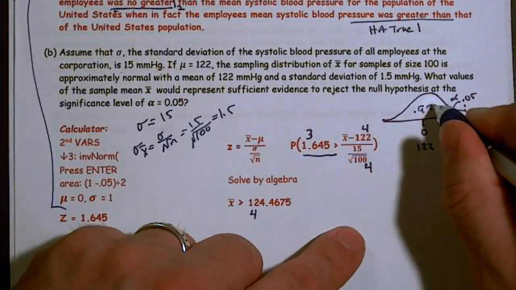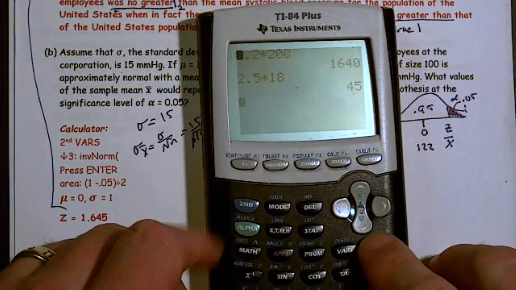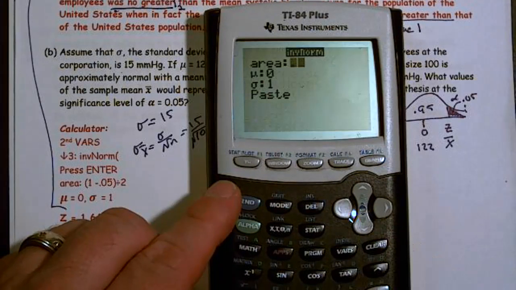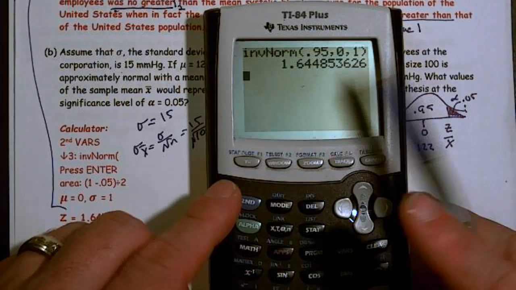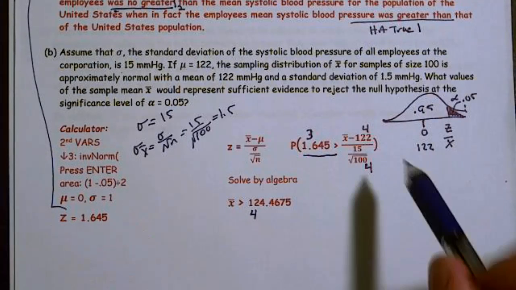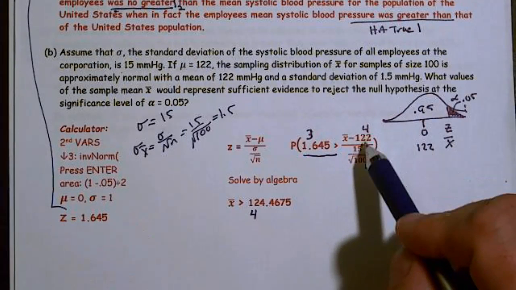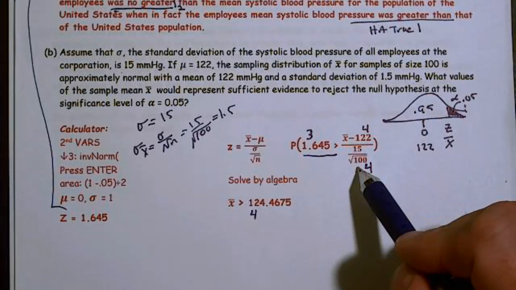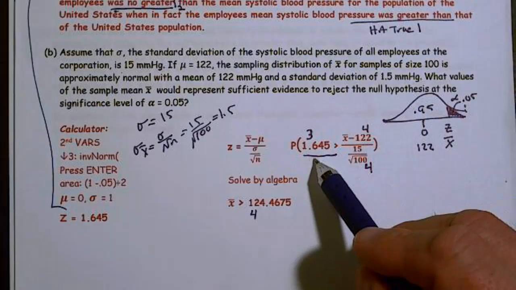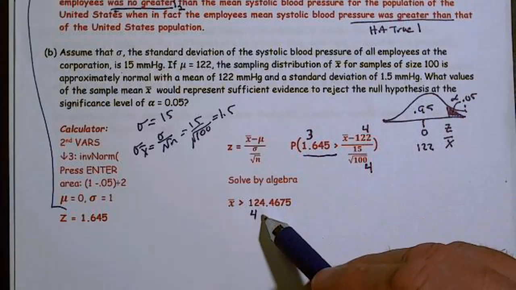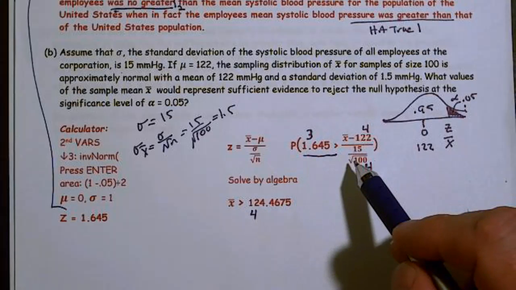On our calculator, we're going to do second vars inverse norm of 0.95, mean is 0, standard deviation of 1. And we end up getting 1.645 for our z-score. All right. So X bar minus 122 divided by either 1.5 or 15 divided by the square root of 100 has to equal 1.645. When we solve that, we end up getting an X bar of 124.4675.